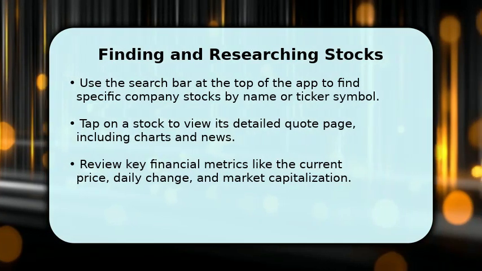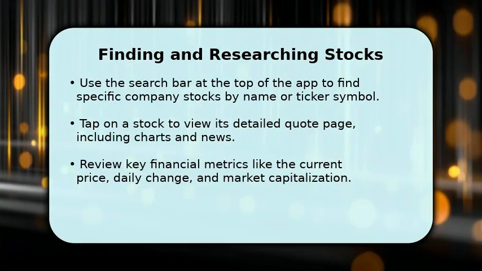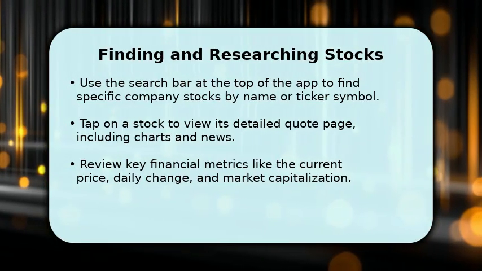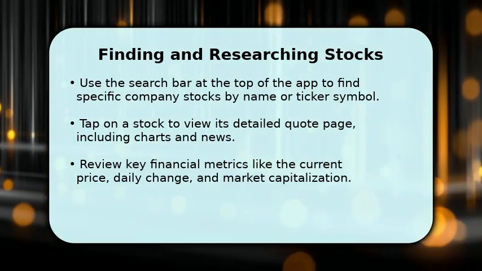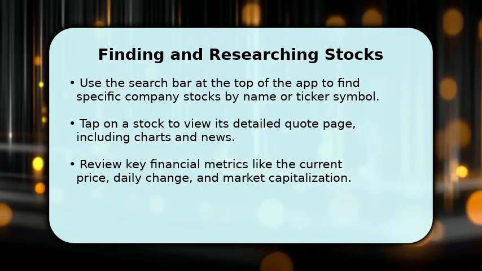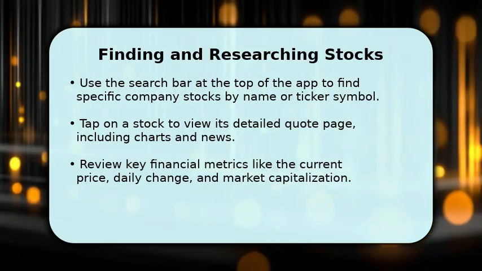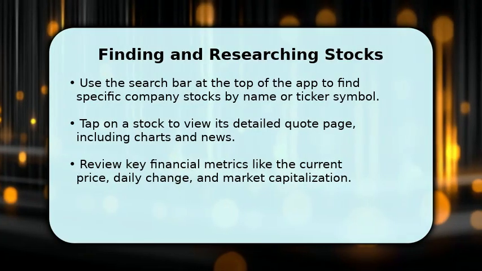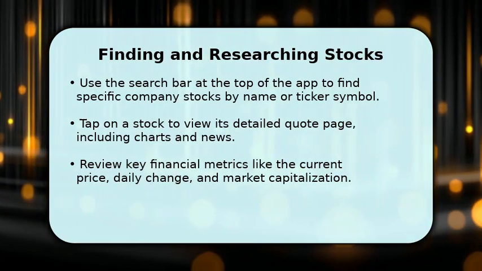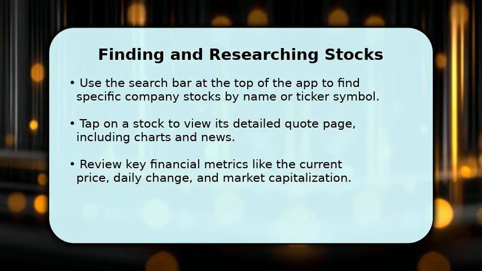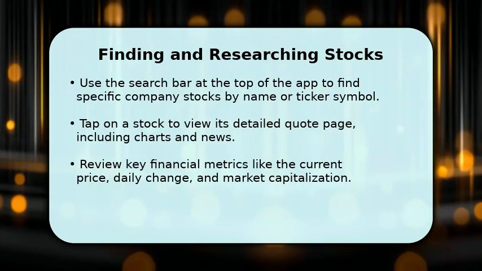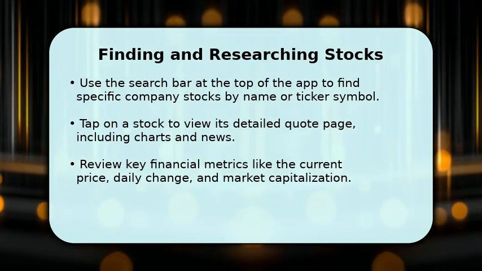Now that your account is set up, let's find a stock. Use the search bar at the top of the app to locate a company by its name or ticker symbol, like AAPL for Apple. Tapping on a stock brings you to its detailed quote page. Here, you can review charts, news, and essential financial metrics such as the current price and daily change. Take a few moments to analyze this information before proceeding.